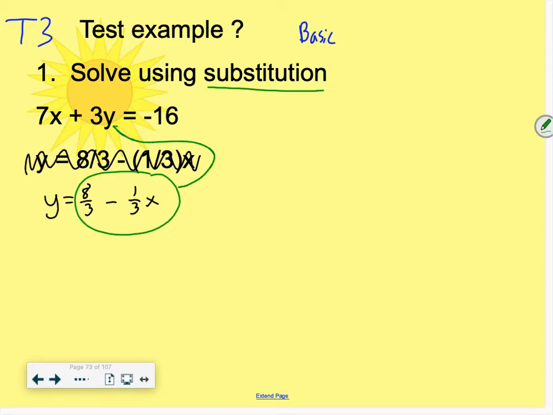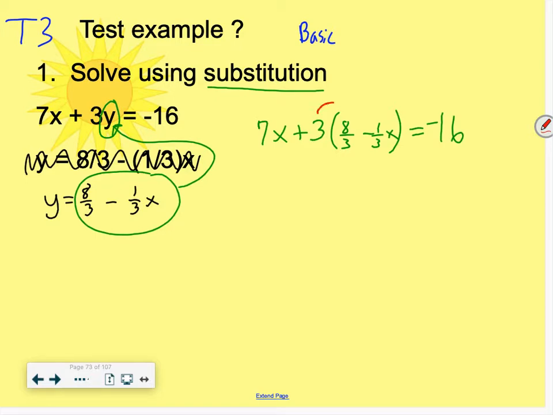Substitute means replace. So we're going to replace the y variable in the other equation with what the second equation says y equals. So here's what that looks like. I'm copying the top equation, but instead of writing y, I'm going to replace or substitute 8/3 minus 1/3 x in place of where the y goes. And notice I used parentheses around that. You have to do that.